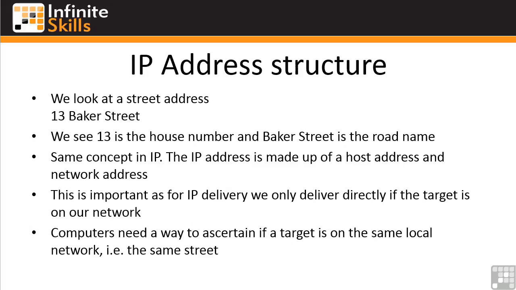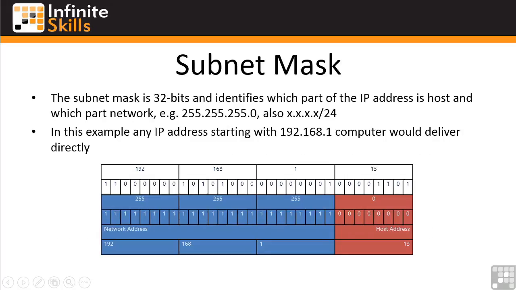The challenge is, how does a machine know which part of the IP address is the host address, i.e. the house number, and which part is the network address, i.e. the street? And this is what the subnet mask does. So the subnet mask is basically telling which part of that IP address is the network address. And exactly as the name says, it is a mask. You overlay this over the IP address.